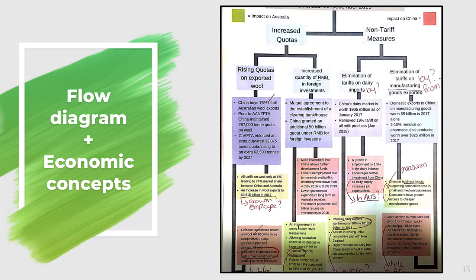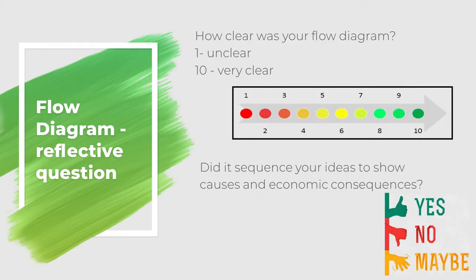All right, so how clear was your flow diagram? Have a bit of a reflection. Did it sequence your economic ideas to show causes and economic consequences? Rate yourself now. You've got that 1 to 10, you've got that yes, no, maybe, etc.